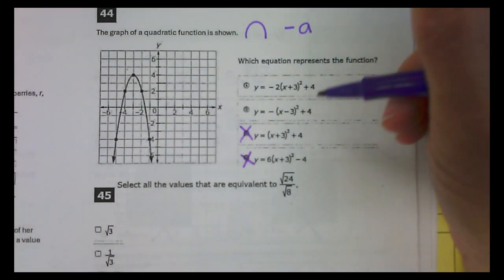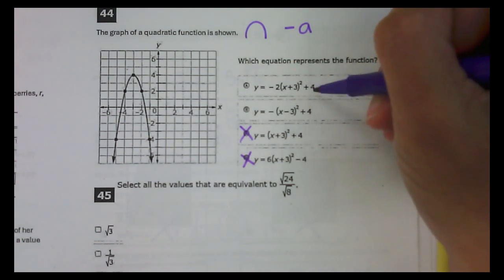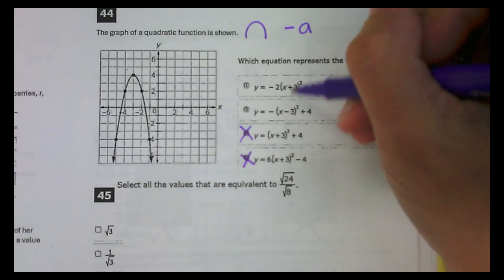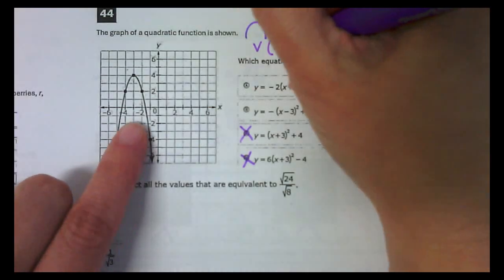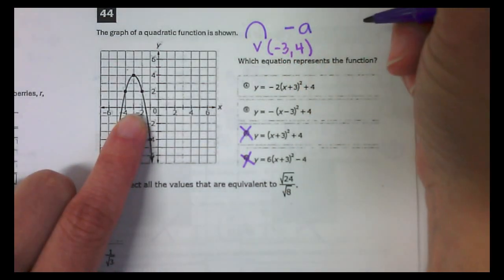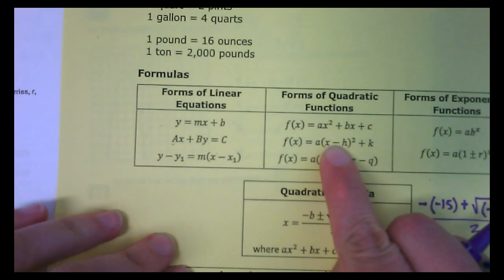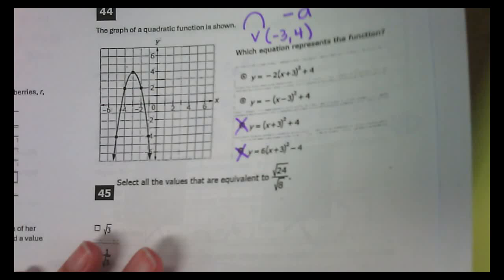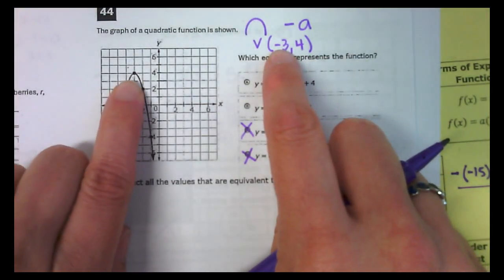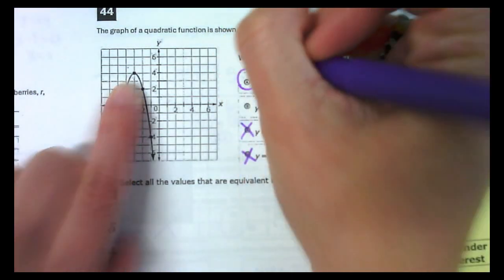There's a couple things that are different about A and B. They both have the same Y value for the vertex, but they have different X values for the vertex. This has a vertex at -3, +4. What we have to remember about our formula is that inside the parentheses, we are switching the sign for our vertex. This formula has a minus sign here, so if I have a negative value, it's going to change it to a plus sign. So A has the correct vertex.